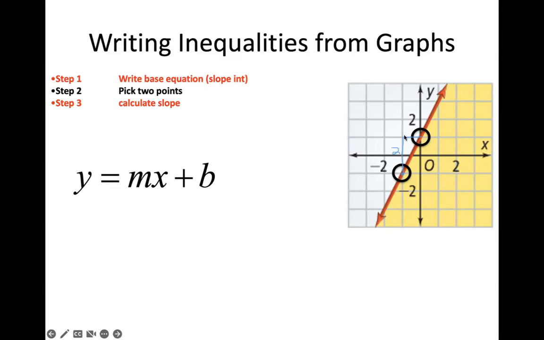So I went up 2 and I went right 1, and that is your slope. Remember, slope is rise over run. So the slope is 2 over 1, which is 2. So the m value is 2.